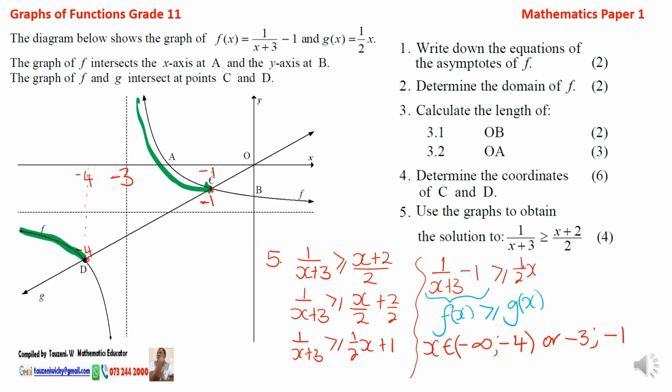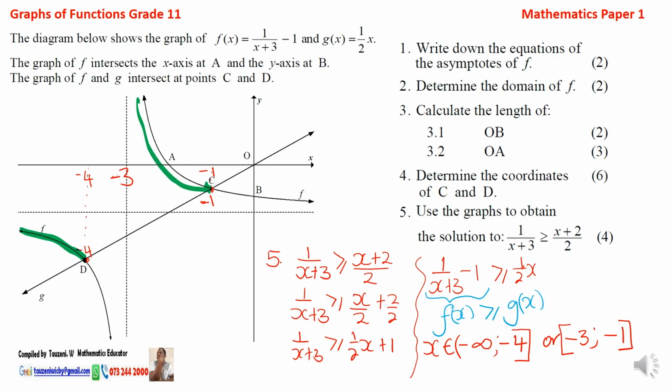Important also to notice here is brackets. If you are given less than or equal to, then our brackets must be square brackets to show inclusion. So on the side of -4, I must have square brackets. -3 to -1, I also need to put square brackets. So that is the answer for question number 5. Quite a tricky one, but if you analyze the question you are working with in relation to what you have been given, you should be able to figure out the relationship and therefore be able to read the answer from the graphs. This answers this whole particular question.